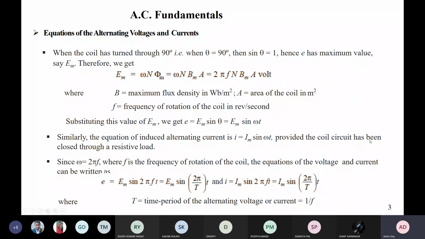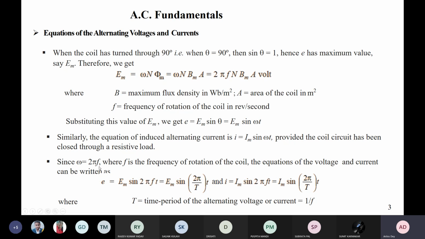If the coil circuit has been closed with a resistive load, then only you will get it like this. Otherwise there will be a phase difference. If instead of resistance there is an inductance or capacitance, or pure inductance or capacitance, then there will be phase lag for the inductive circuit, and lead for the capacitive circuit. But if it is a purely resistive circuit, then your current will be in phase with your voltage. So this is what we get.